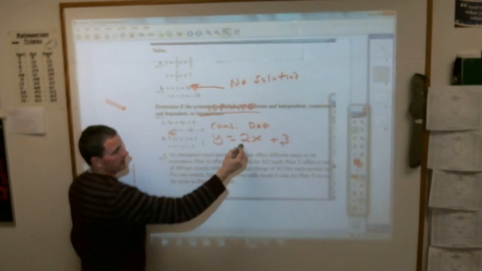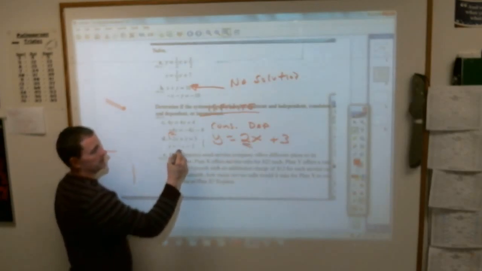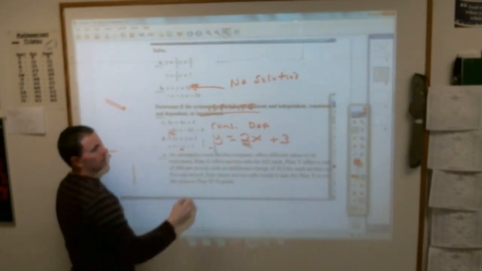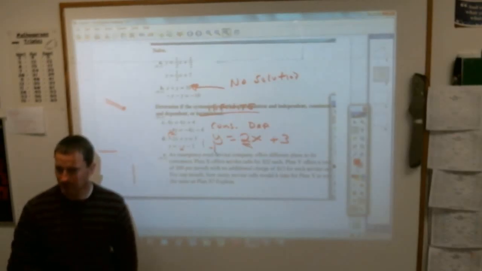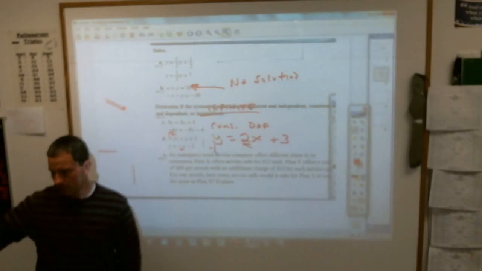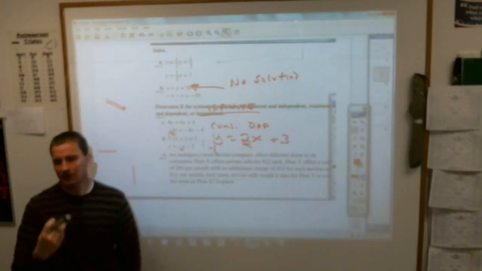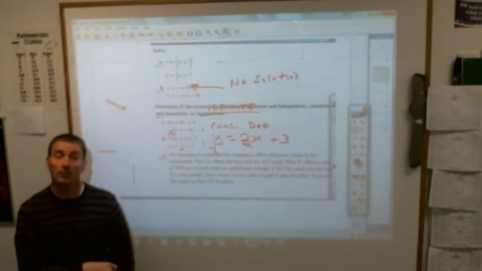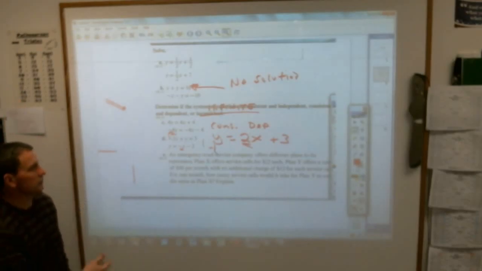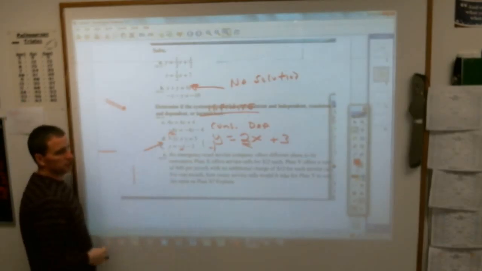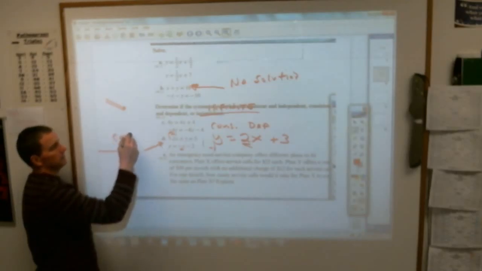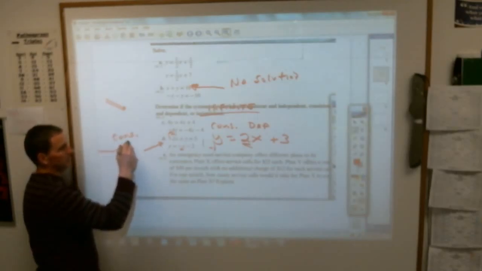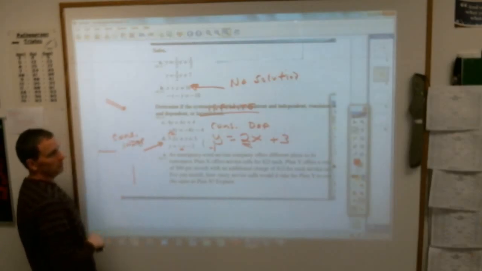What's the slope of this line? 2. What's the slope of this line? Negative 1. If they have different slopes, what does that mean has to happen? They have to cross somewhere. There's no way you can have different slopes and those lines won't cross somewhere. So what is the answer to this? Look in your sheet for where they cross. It is consistent and independent. You don't even really have to graph it.